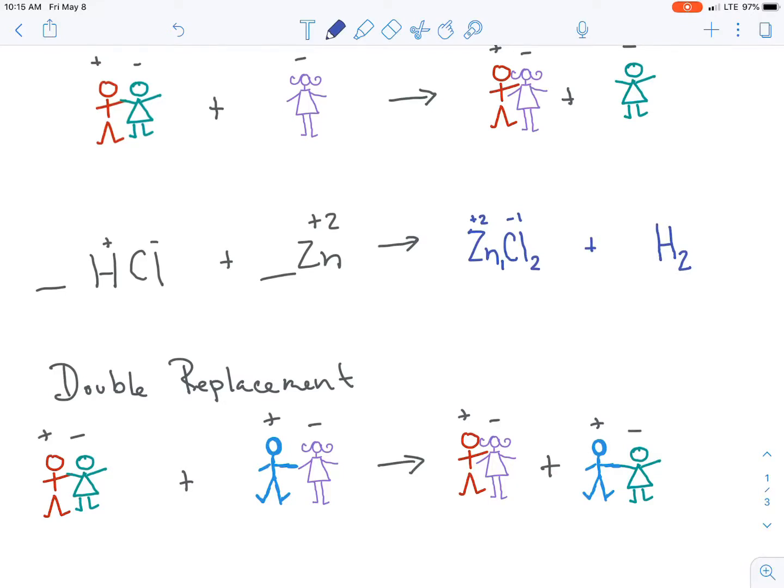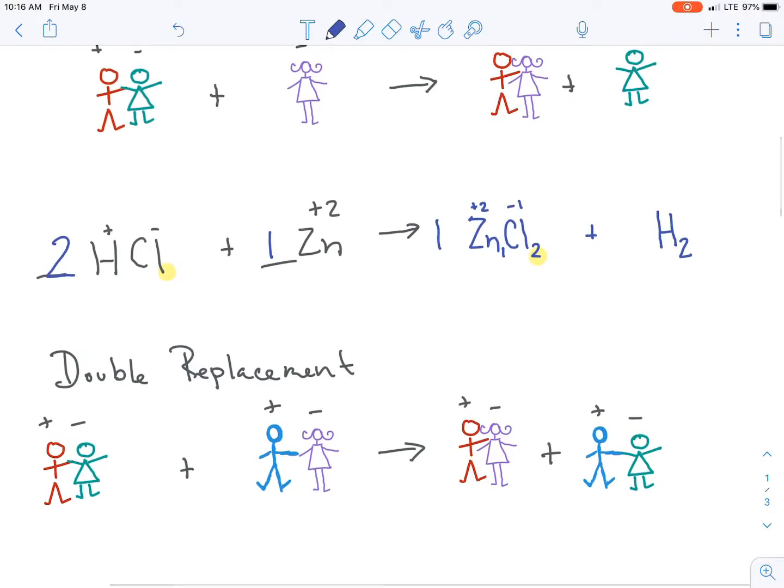All right, now we have to balance. Let's find something different. I see 2 Cl's on this side. I only see 1 over here, so I'm going to fix that first. Now, I'm going to fix the partner. Now I have 2 H's, and I already have 2 H's. Hey, that's great. That works out. 1 zinc and 1 zinc. Everything's good. All right. Moving right along.